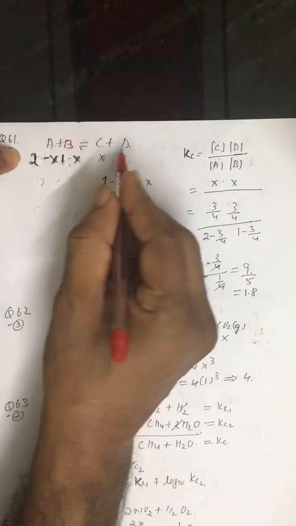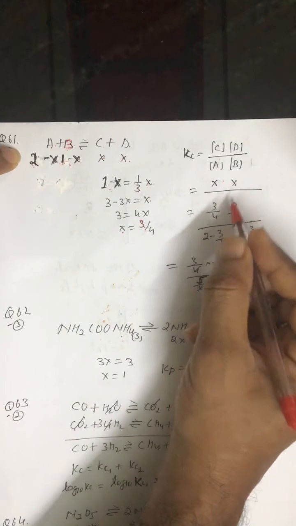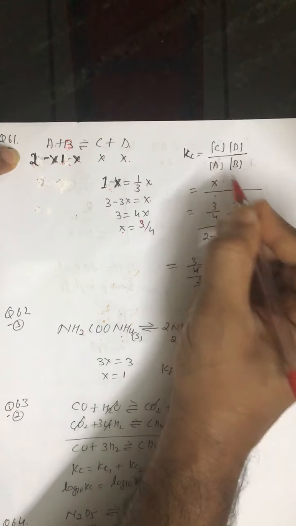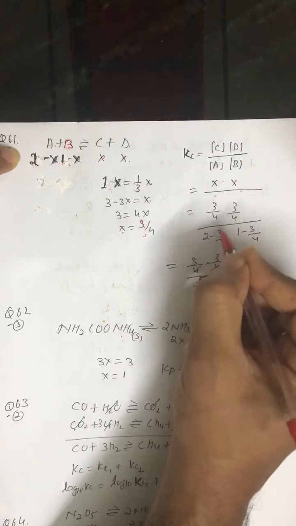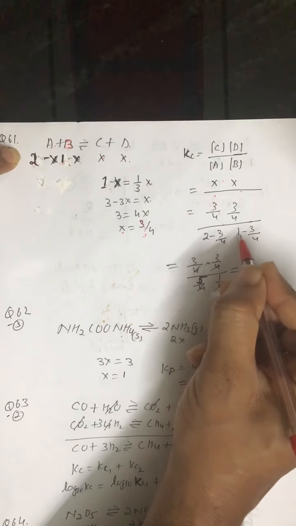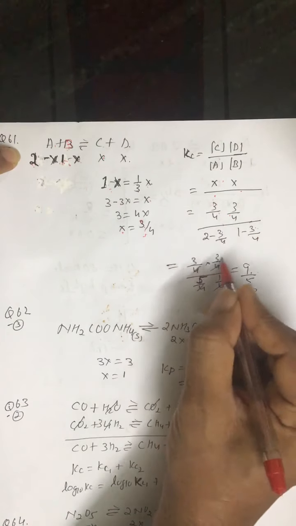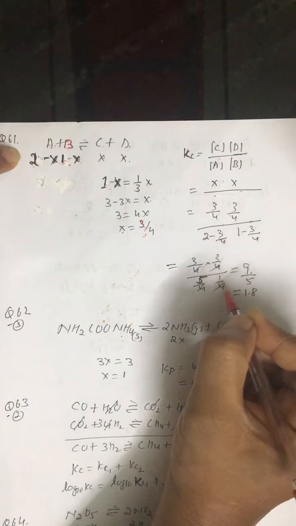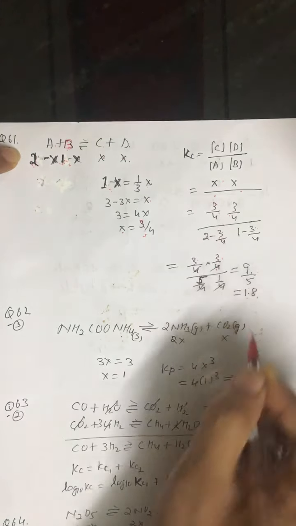Alright, so this is x into x. Volume factor is cancelled because right hand side and left hand side moles are same, so we are left with x into x upon 2 minus x and 1 minus x. So x is 3 by 4, and A is equal to 2. So 2 minus x, that is 2 minus 3 by 4, and this is 1 minus 3 by 4. So this is 3 by 4, 3 by 4, 2 minus 3 by 4, this is 5 by 4, and this is 1 by 4. Alright, 4 4 cancelled, we are left with 9 by 5, that is equal to 1.8.